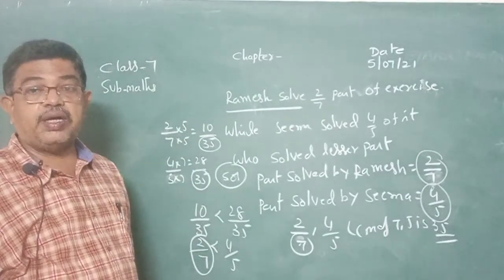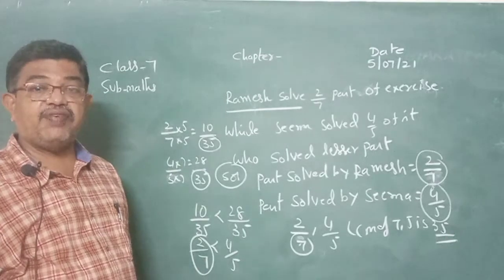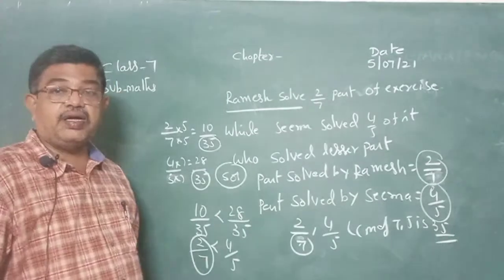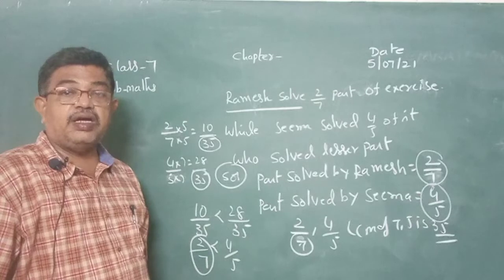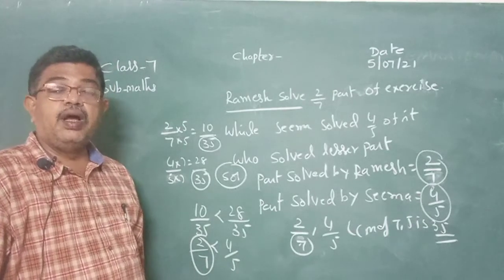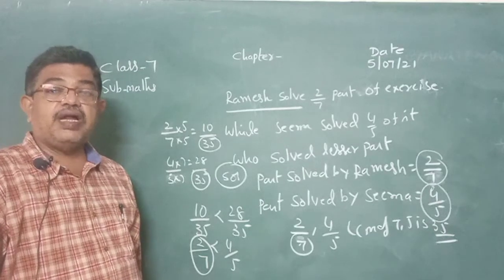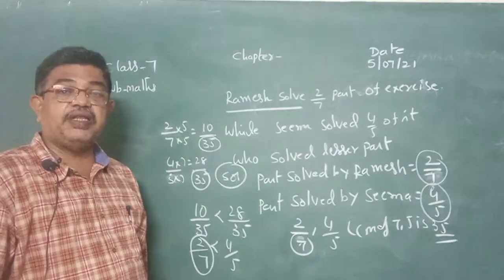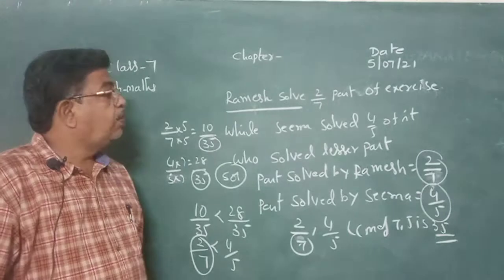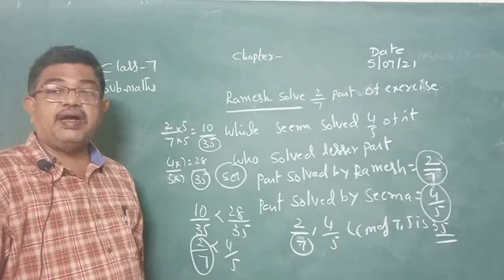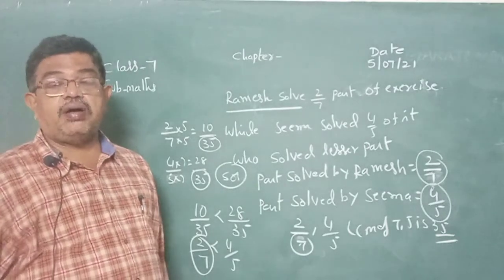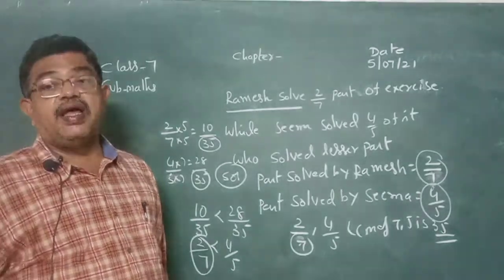Multiply both numerator and denominator by 5, you get 10 by 35. Similarly, 4 by 5 is converted into the fraction having denominator 35, it is 28 by 35. Now compare 10 and 28, 10 is smaller than 28, therefore 10 by 35 is smaller than 28 by 35, or 2 by 7 is smaller than 4 by 5. So Ramesh solved the lesser part of the exercise.